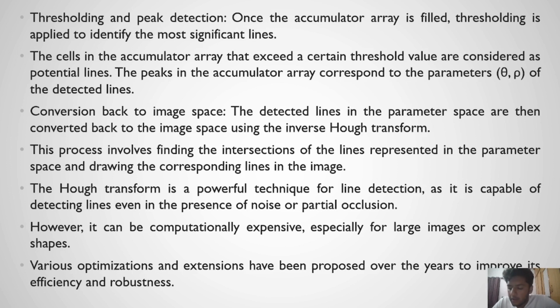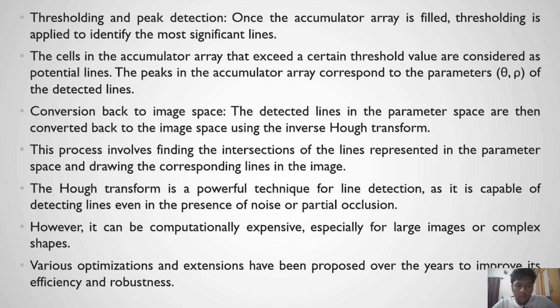Once you have incremented the values, aligning all the edge points on a particular array, you can take it as exceeding a certain threshold value when your transform is applied to detect the lines. Conversion back to image space. The detected lines in the parameter space are then converted back into the image space using the inverse Hough transform. The process involves finding the intersections of the lines represented in the parameter space and drawing the corresponding lines in the image.